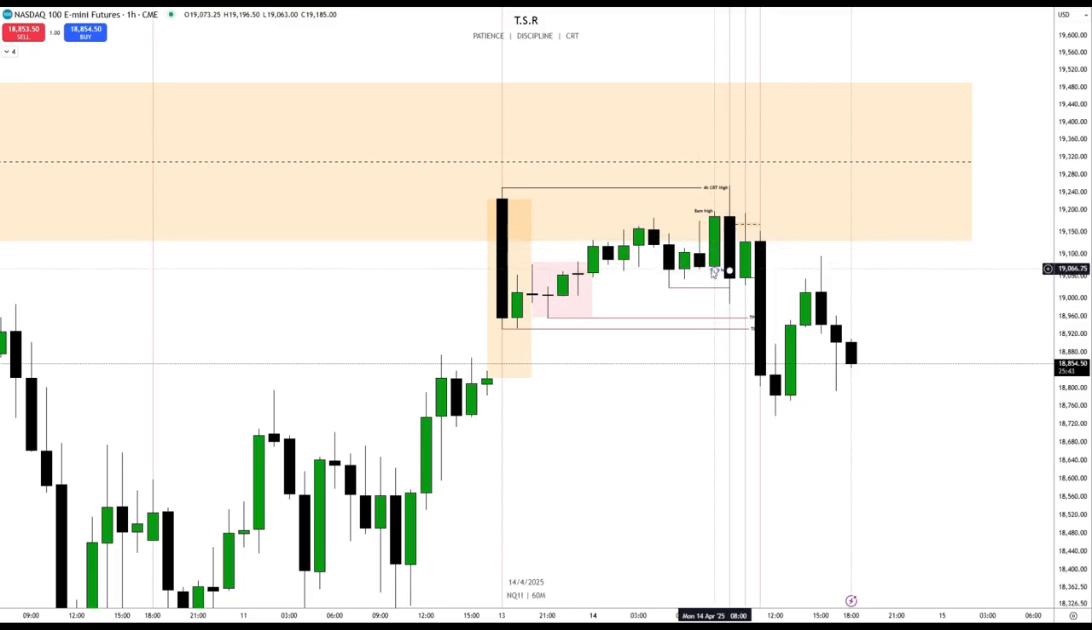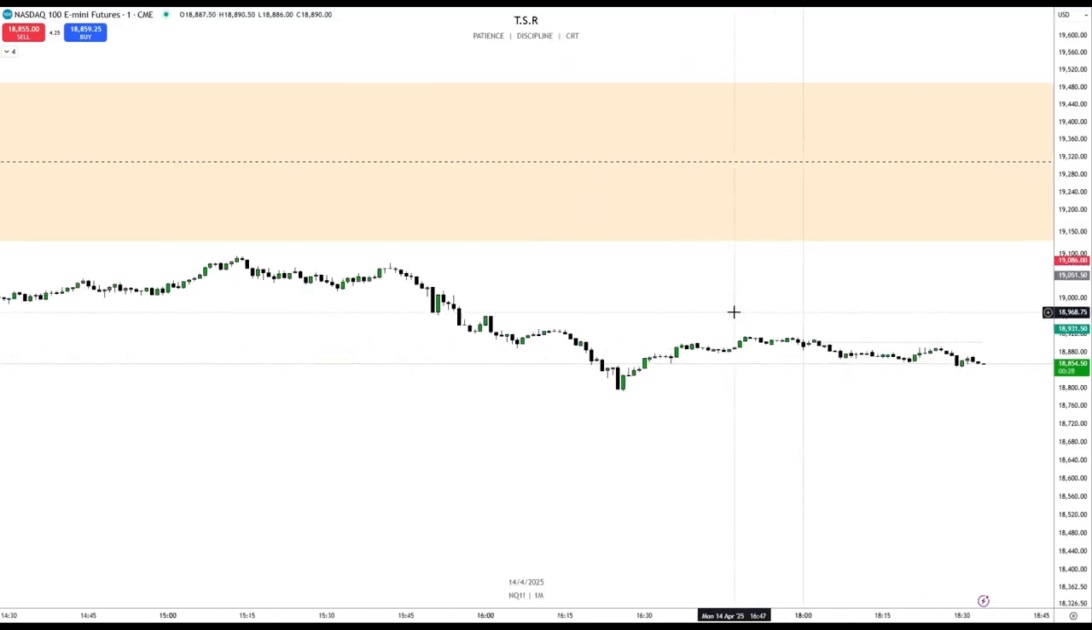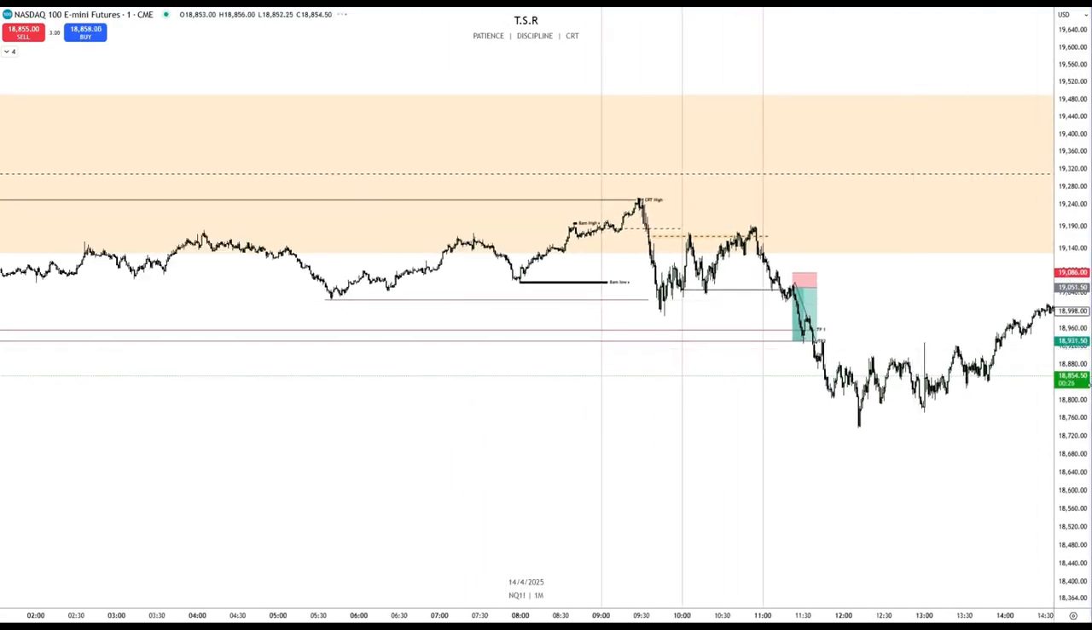This one candle became a weapon to be used to drive prices lower later on. So this is the 1-hour order block in this example here. Now if we hop down onto a 1-minute time frame, let's take a look.